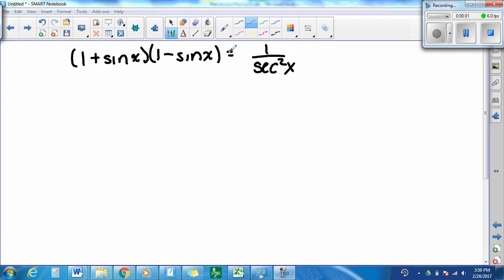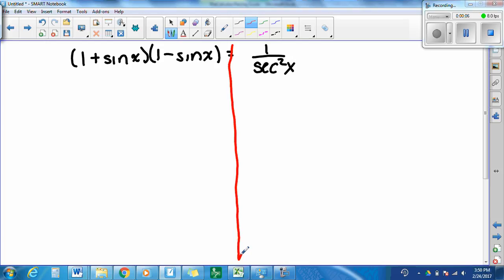This one, I'm going to start the same way I always do. I'm going to draw a line down the center, turn everything into sines and cosines, and simplify. On the left-hand side, I notice that I have two sets of parentheses. So what I'm going to do is FOIL.